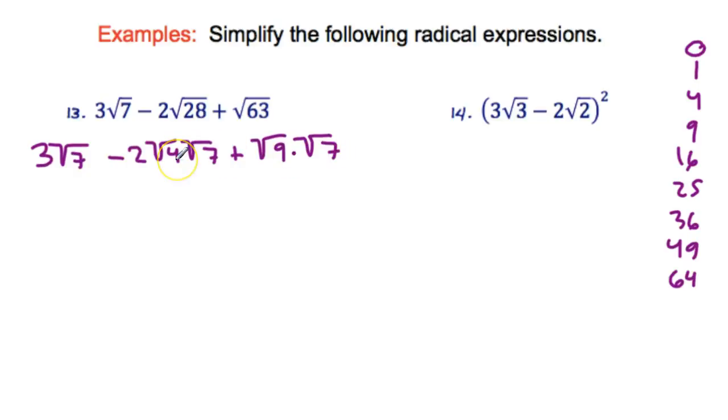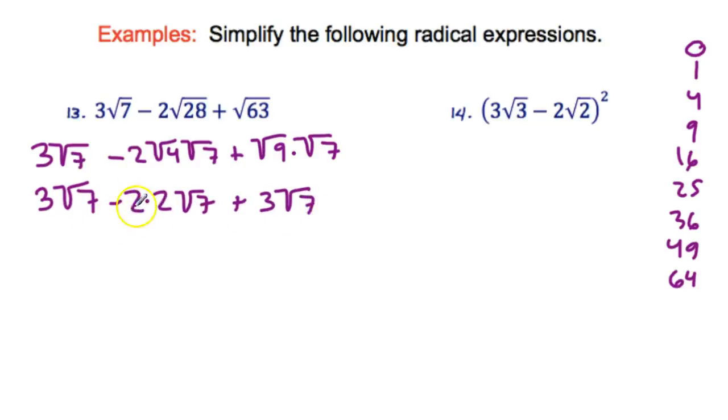Ooh, okay. I hope you see what's happening right now. So now when I simplify, 3 radical 7 minus 2 times radical 4, the square root of 4 is 2. All right, 4 radical 7 plus the square root of 9 is 3 radical 7.